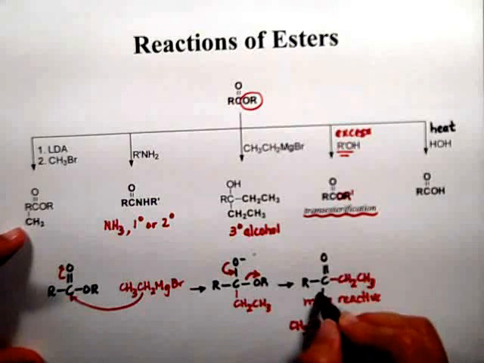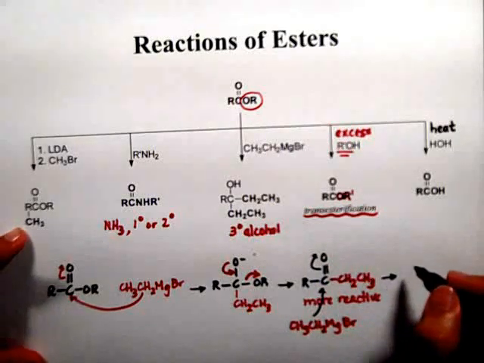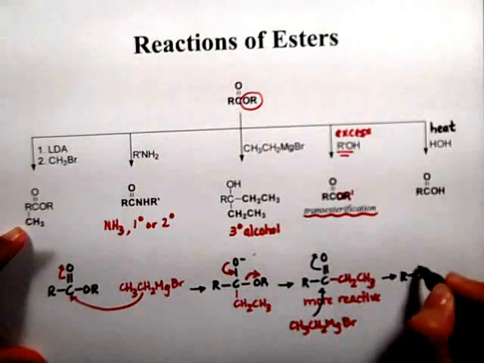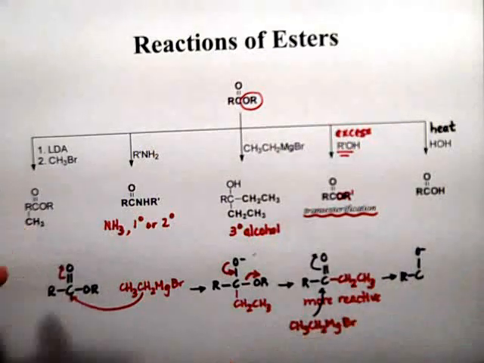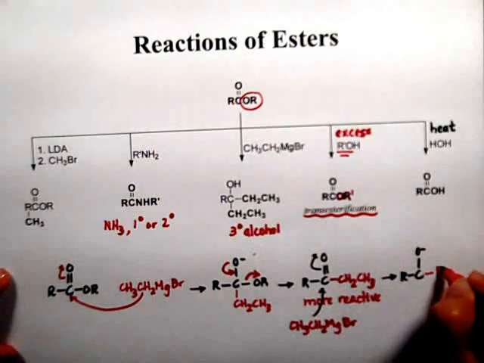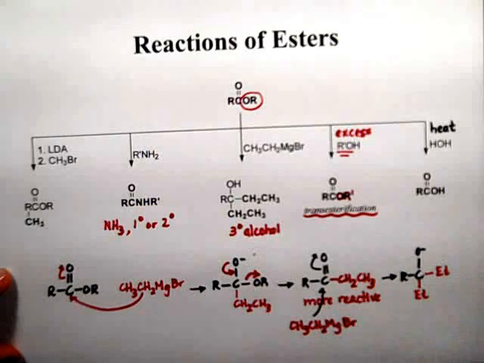I'm sure I'm going to run out of space. Let me see. Yeah, you can still see it. All right, now I have two ethyl groups attached to it. Pardon me, I'm just going to put ET for ethyl. I am seriously running out of space.